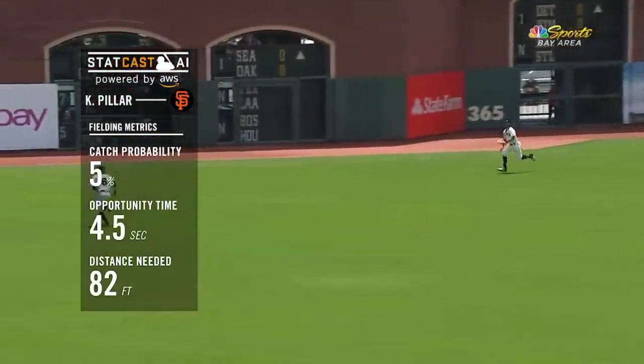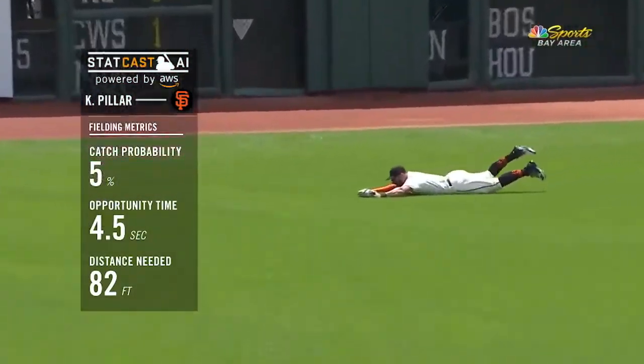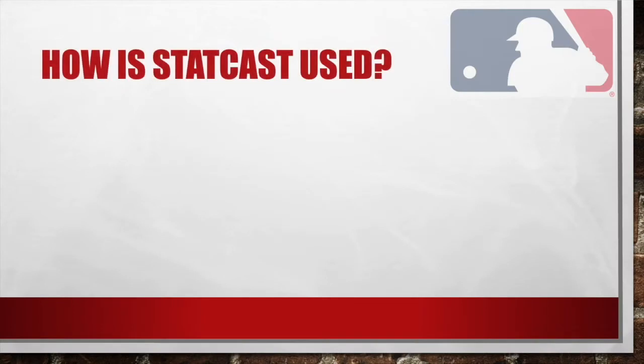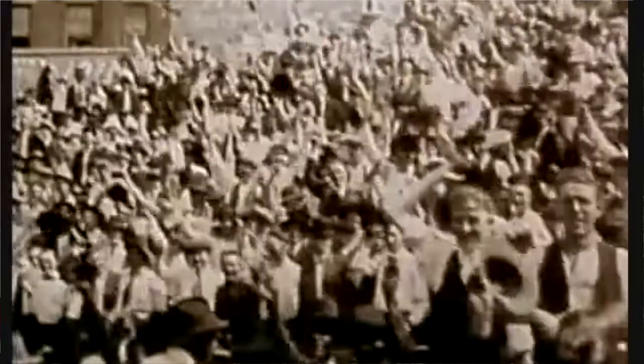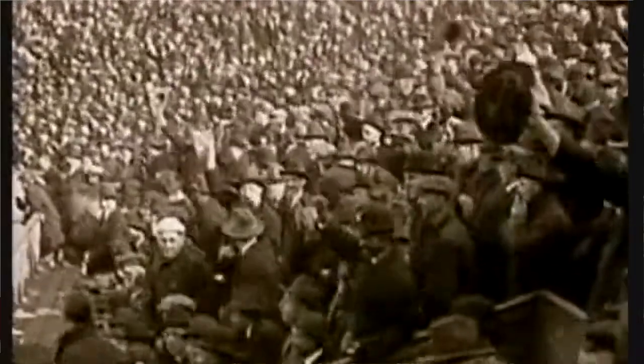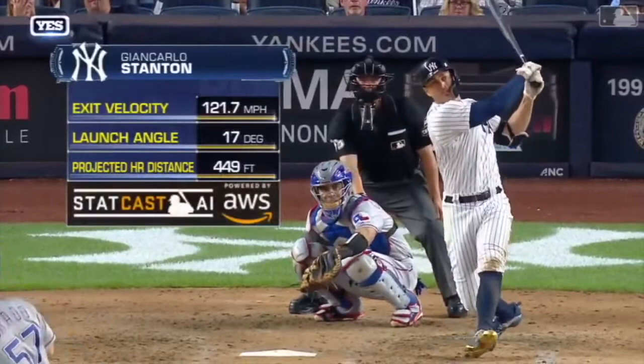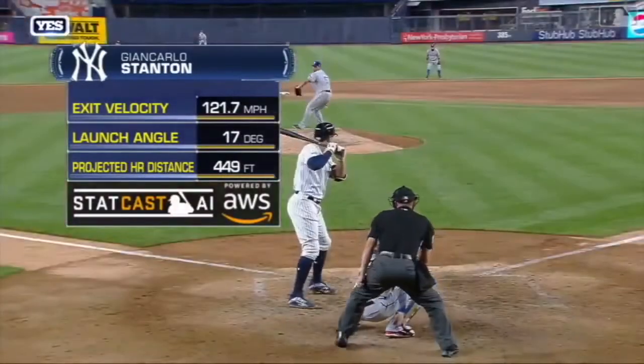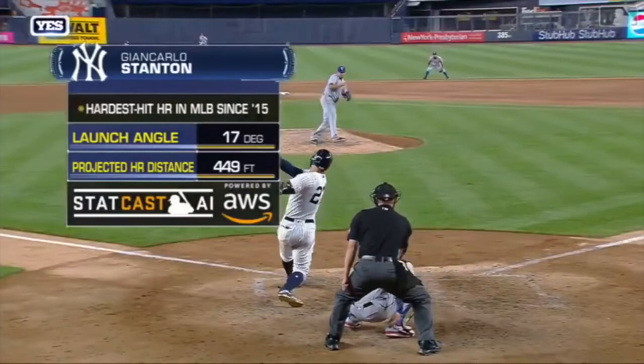Now, that is how the data is gathered, but what do they do with all of that data? How is Statcast used? For over 100 years, baseball teams and fans have identified great plays that amaze everyone watching. But Statcast can now be used to explain why these plays are so impressive. A screaming line drive from Giancarlo Stanton that clears the wall almost before a pitcher can turn around is remarkable. But it is even more impressive to know that that ball left his bat at 121.7 miles per hour.